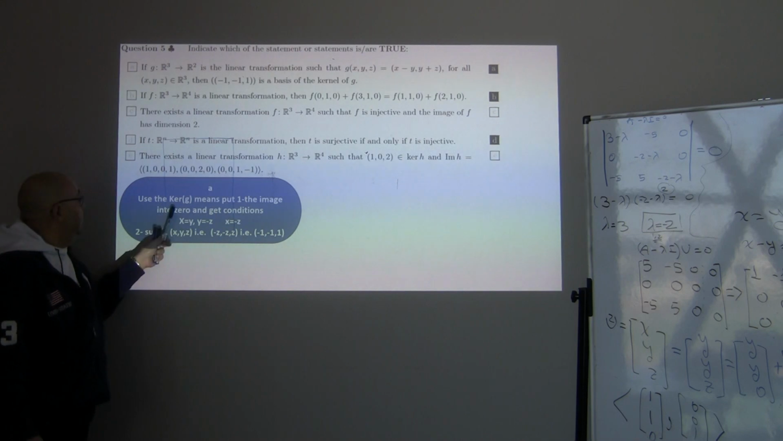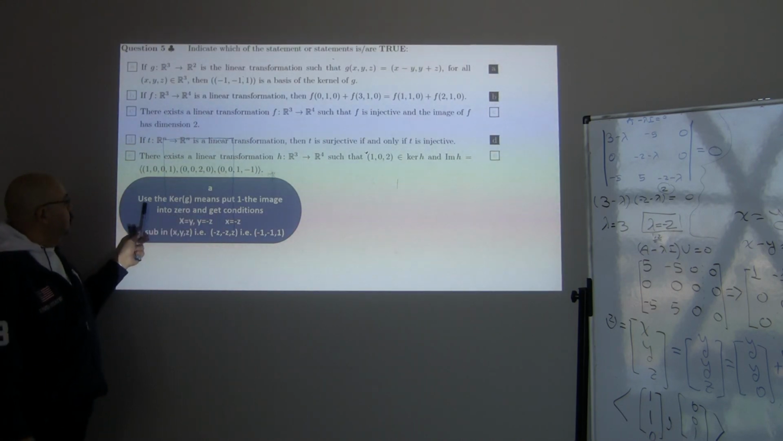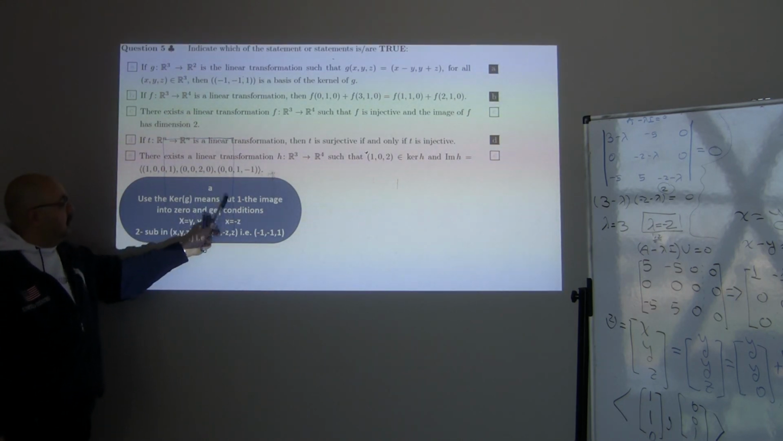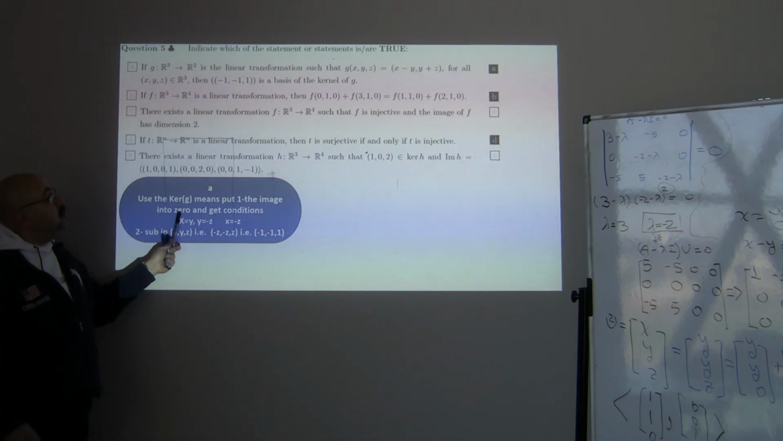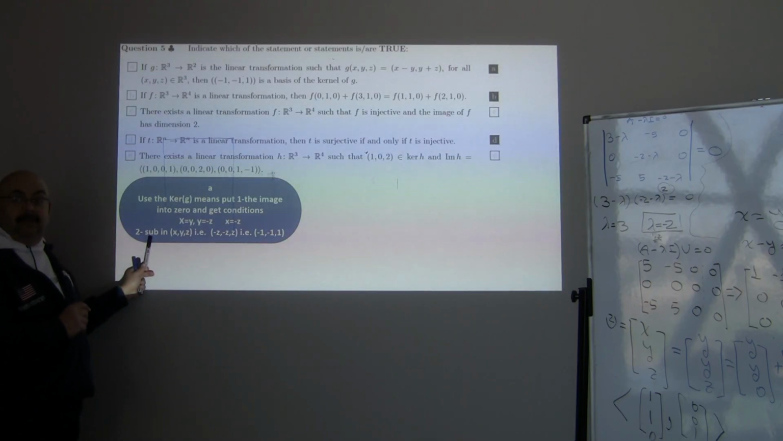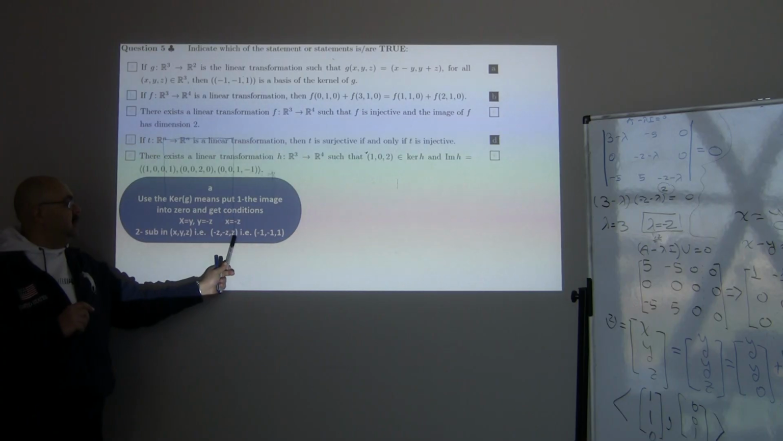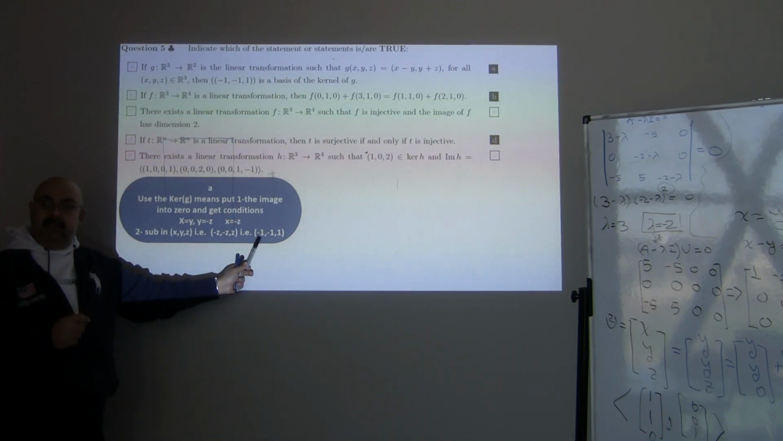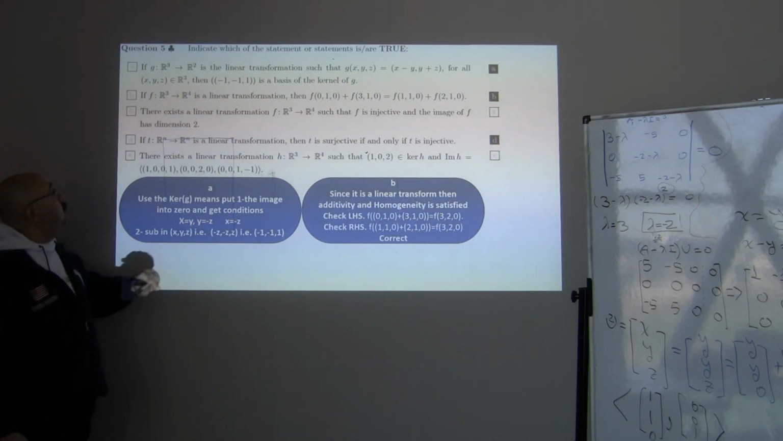For A, use the kernel of G, which means put the image equal to 0. Once you put X minus Y, Y plus Z equal to 0, you will have the conditions that X should equal Y and Y should equal -Z. Make the substitution, replacing X by Y and Y by -Z, and you will have -Z, -Z, and Z, which can be put in the form -1, -1, and 1. So the first is correct.